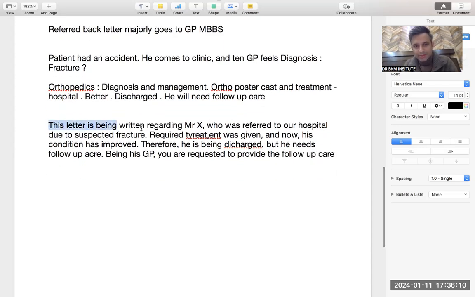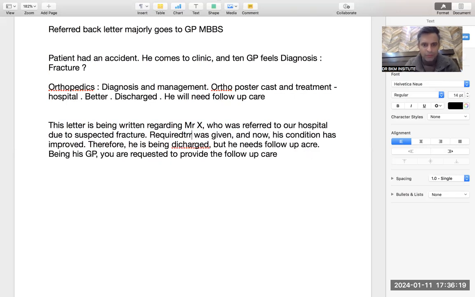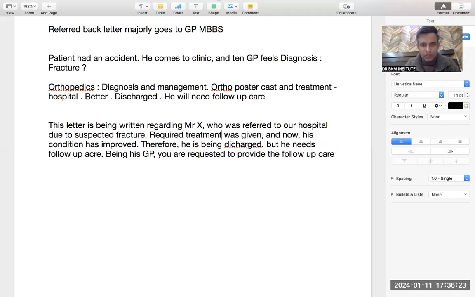So this letter is being written regarding Mr. X, who was referred to our hospital due to suspected fracture. Required treatment was given. Now if you look, do you know what is missing? That is what OET is all about. When you revise the letter, it is known as proofreading. When you look at the letter closely, there is one point missing: that suspected fracture.